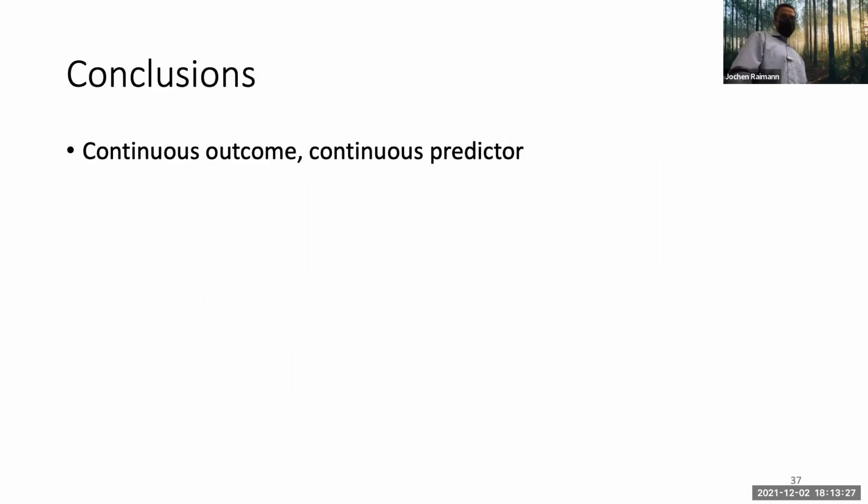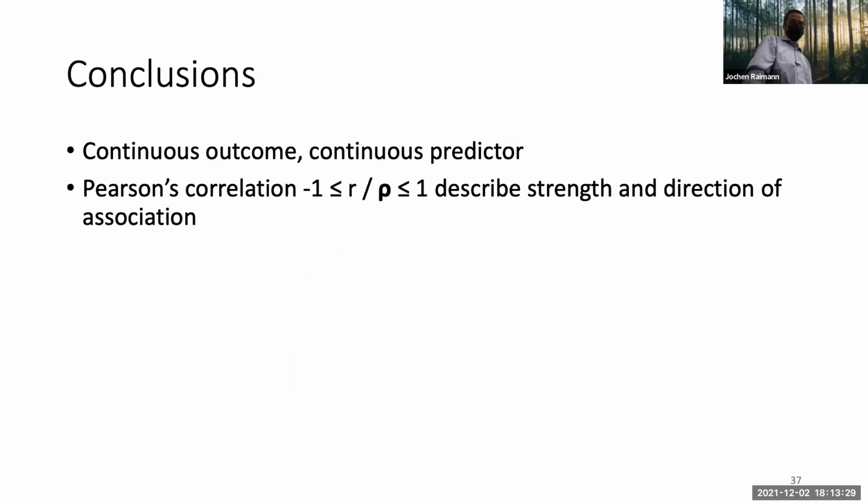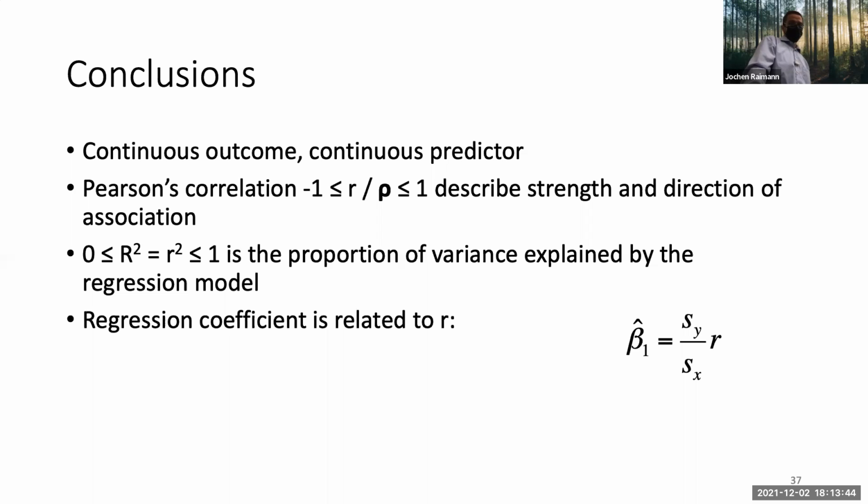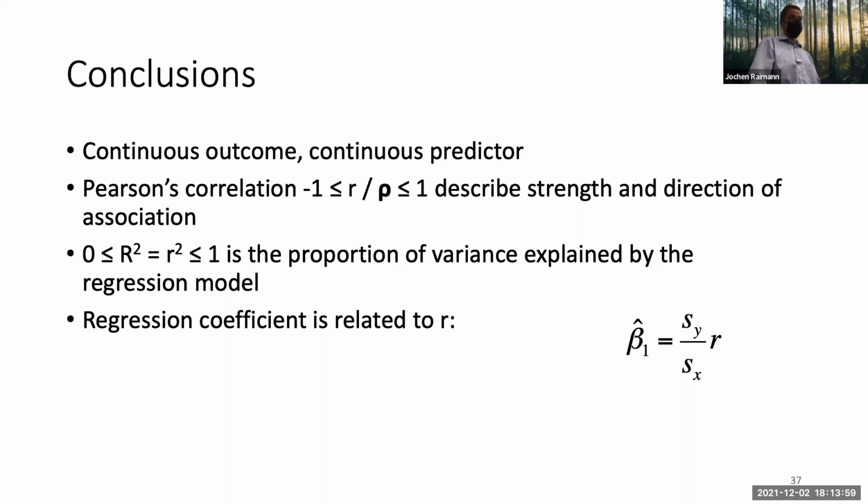So the conclusion is: it's a continuous outcome and a continuous predictor. The Pearson correlation, from -1 to +1, describes the strength and direction of the association. An R-squared between 0 and 1 is the proportion of variance explained by the regression model. The regression coefficient is related to R by the standard deviation of Y divided by the standard deviation of X, multiplied by the correlation coefficient. And this gets us to the end. So this is regression in a rather fast 45 minute lecture.